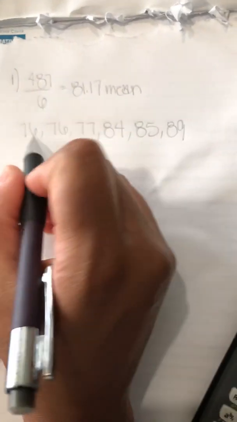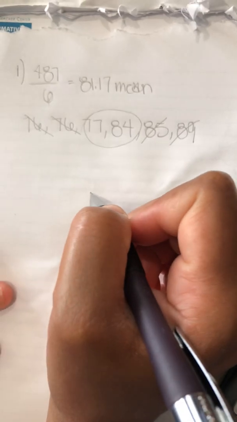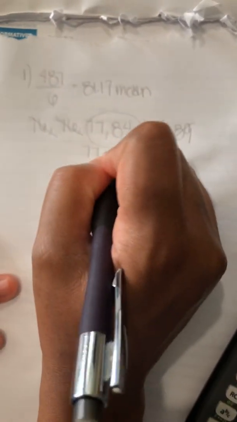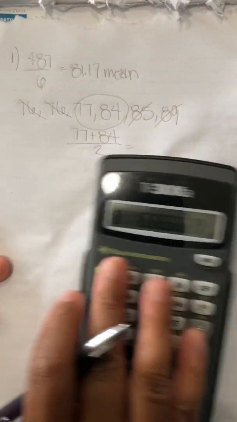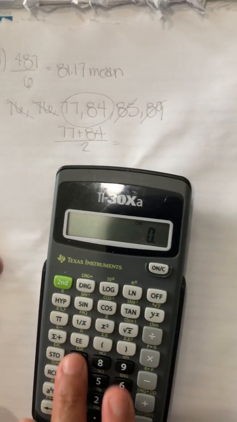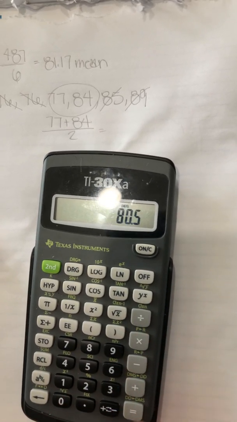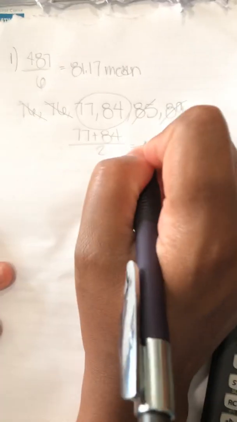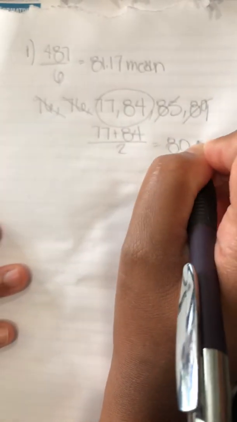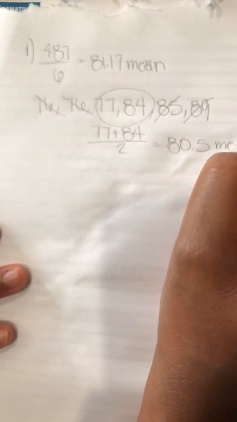Now, in order to find the median, I need to find the number that's in the middle. So I'm going to count. I have this one, this one, this one. Now I have 2 numbers in the middle. If you ever run into that, all you need to do is add those 2 numbers up and divide by 2. So when I add up 77 plus 84 and divide by 2, it gives me 80.5. So for this one, my median is 80.5.